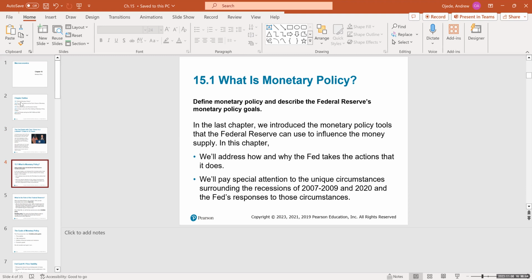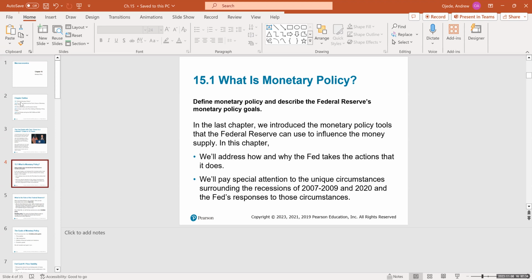In the last chapter, as I said before, we introduced the monetary policy tools that the Federal Reserve can use to influence the money supply, which included open market operations and the discount window lending policy. We talked about the reserve requirements that the Federal Reserve sets. We talked about the recent tools that the Fed has been using, like starting to pay interest on bank reserves, and the term auction facilities that we talked about.